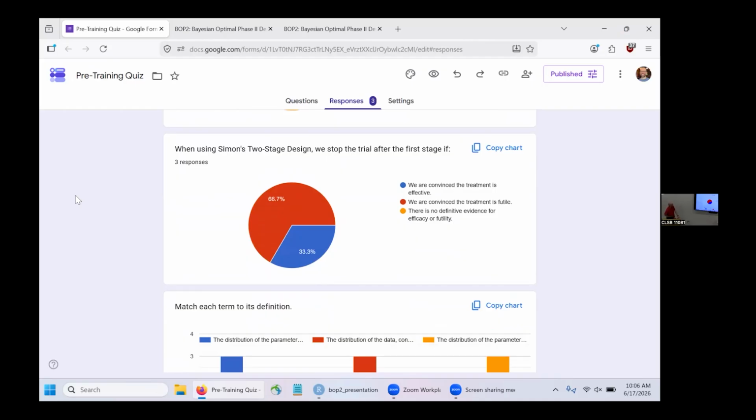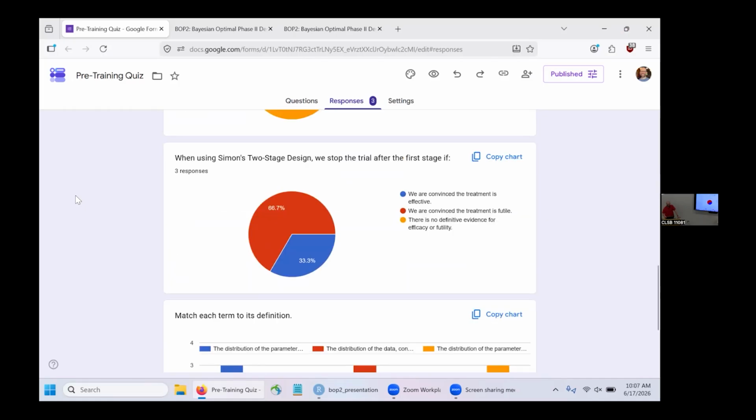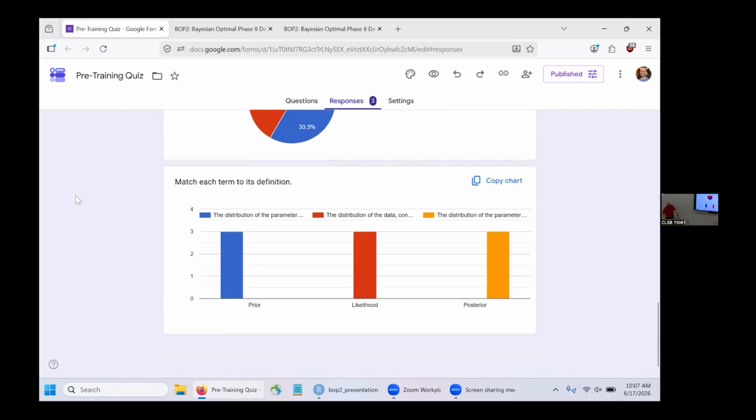When using Simon's two-stage design, we stop the trial after the first stage if. So we have two people saying we are convinced the treatment is futile, and one person saying we are convinced the treatment is effective. So I am not someone who has conducted a ton of Simon's two-stage designs, and so this is not a perfect question. You may have used this design to stop early for efficacy, but I was basically going off the original paper in which you're stopping early for futility or for toxicity. So not necessarily, you would know better than I would how this is used in practice.